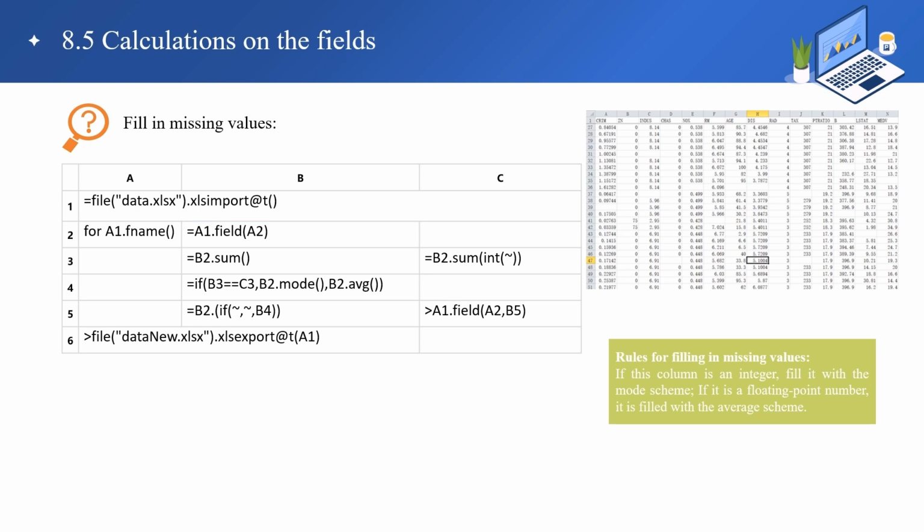Calculate the sum of the whole column, compare it with the sum of the integerized members. If it is equal, it can be regarded as all integers, then execute the mode scheme, otherwise execute the average scheme. The mode function can return the mode of the sequence. Then calculate the field value sequence after filling in the missing values in B5. The field function can also fill the sequence into the field. Here, it can also be written as A1.run with $A2 equals B5 in macro, but it is obviously clearer and simpler using the field function.